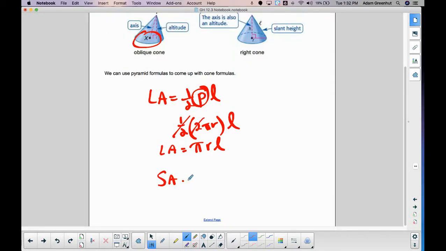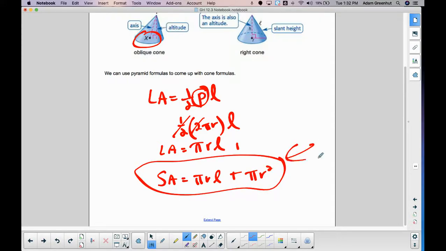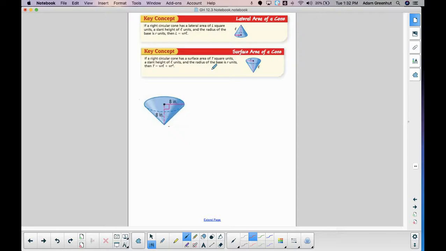For the surface area, I take my pi rl, lateral area, and I add the area of the base. Since the base is always a circle, I could just write pi r squared, and this becomes your surface area of a cone formula. But as someone who doesn't love to memorize a million different things, I just stick with my pyramid formula and just edit it to be a cone by plugging in circle for the circumference and area of bases. So let's try one.